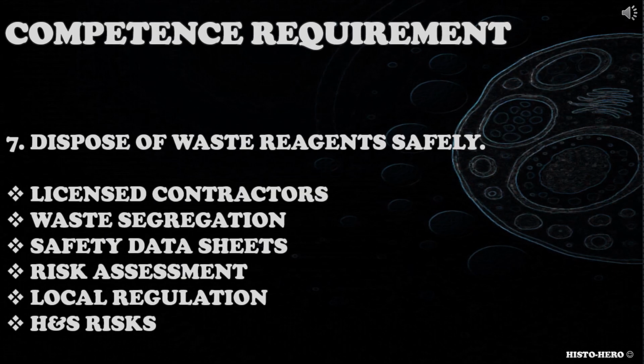The seventh competence requirement is dispose of waste reagents safely. Candidate should be able to safely dispose waste reagents. Does the candidate dispose staining reagents safely? Do they follow local procedures and avoid risks associated with H&E staining reagents? Do they segregate waste as per regulation?